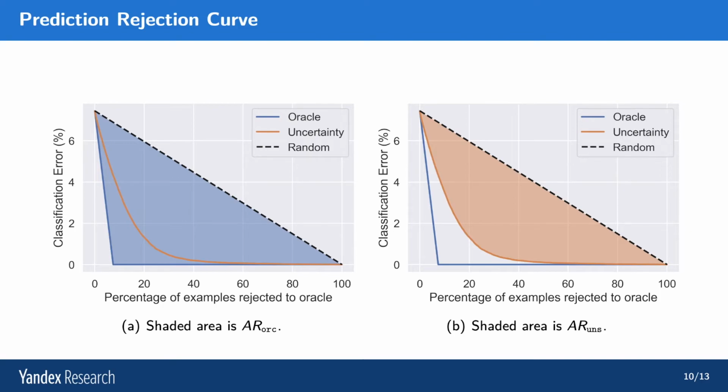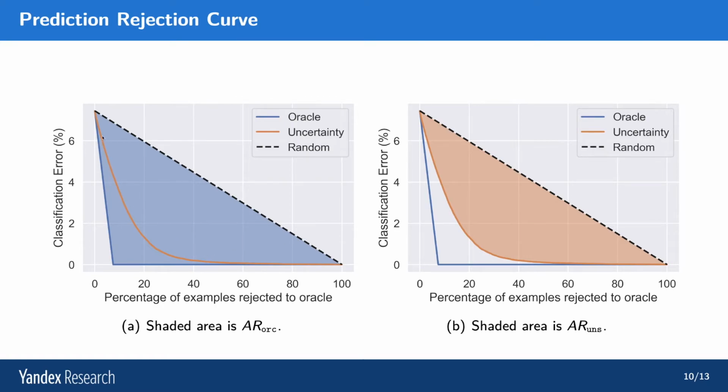So for example, here on the x-axis, we have the percentage of examples we reject to the human, to the oracle. At 0, the model is doing everything and has the base model error rate. And at 100, the human is doing everything, and we assume in this scenario that the human can get it all correctly. This isn't always true, but here, assume that the human is an oracle and knows the correct answer.